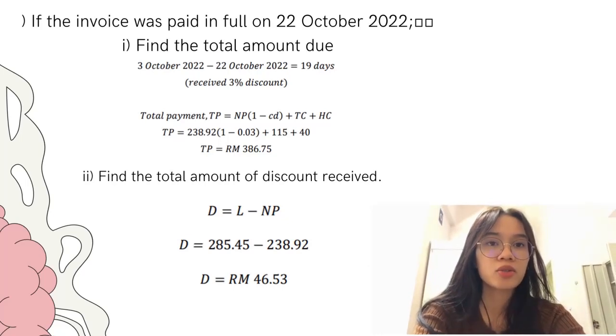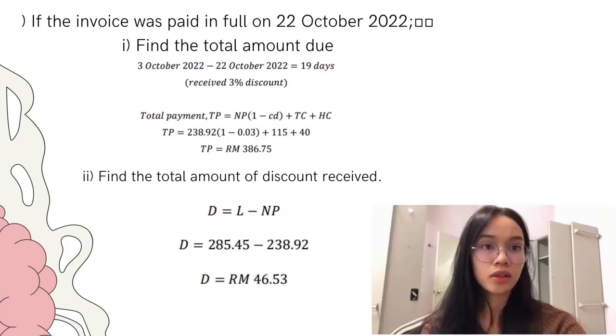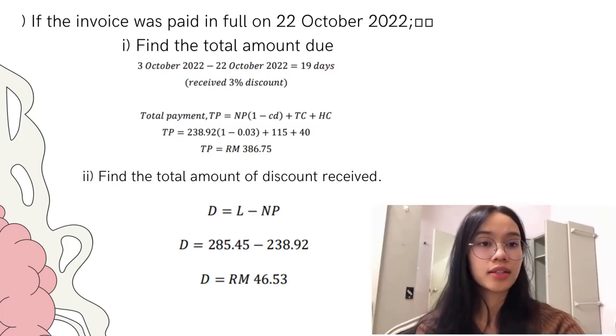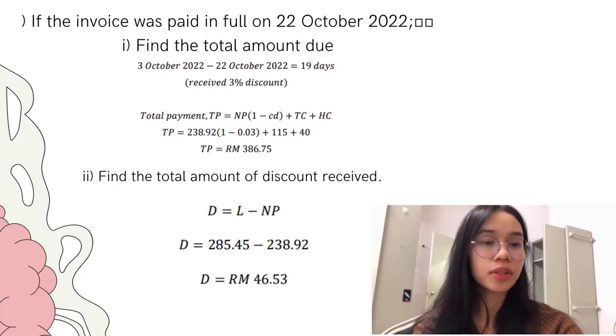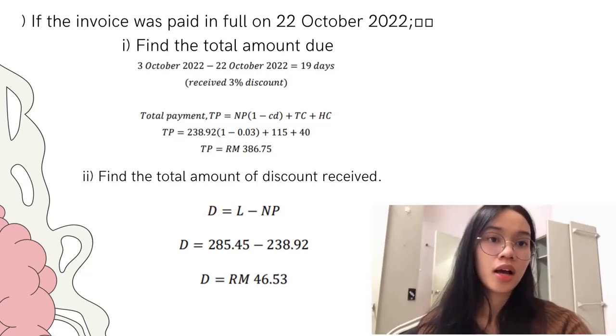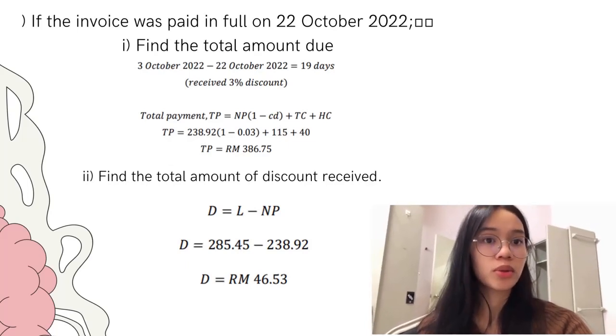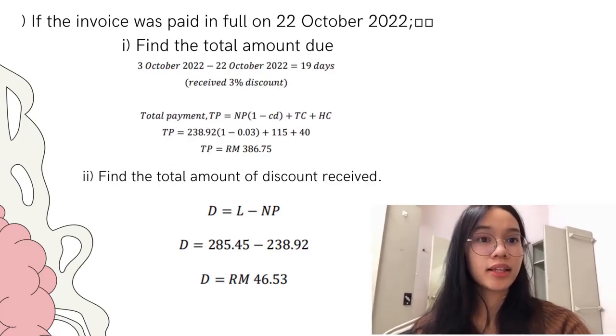So in this video I'll be explaining about my part, which is question 2D, chapter Trade and Cash Discounts. My first question is to find the total amount due if the invoice was paid in full on 22 October 2022. First, we have to find the discount received for 3 October to 22 October 2022. From 3 October to 22 October 2022 is 19 days.